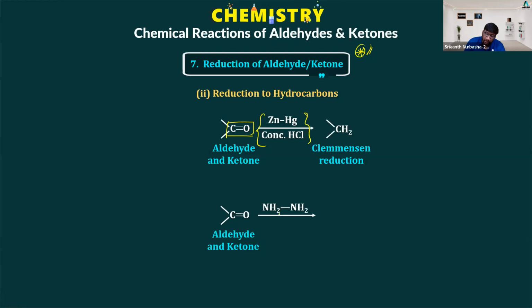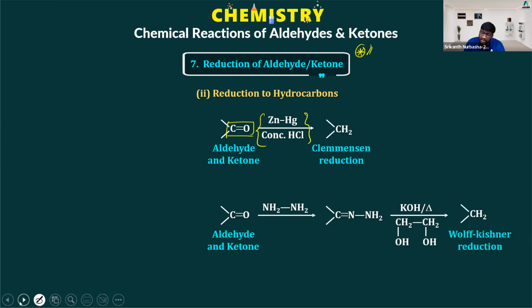Aldehyde or ketone, whenever treated with NH2NH2, will form the respective C=N NH2. That will be treated with KOH upon heating in the presence of ethylene glycol. It will form CH2 again. So these are the different types of reactions you can see in the conversion of the respective aldehydes or ketones to the respective alkane systems. How is that conversion happening? Like the Clemmensen reduction, we don't go with the mechanistic approach, but for Wolff-Kishner we can think.